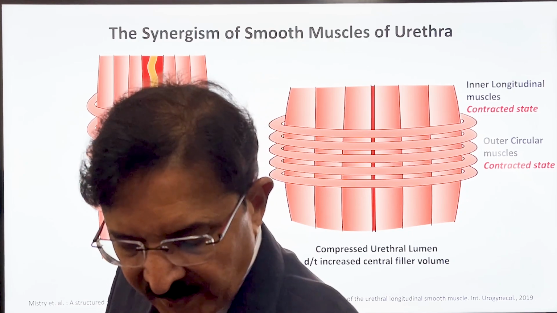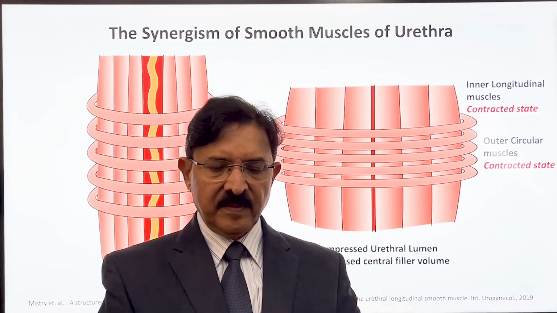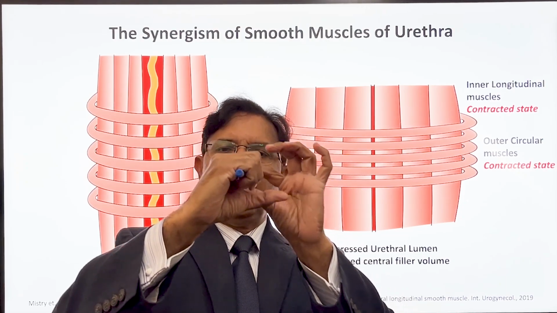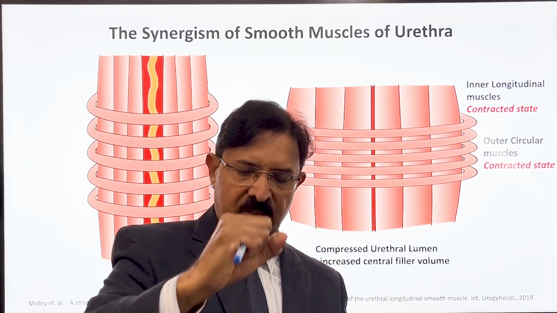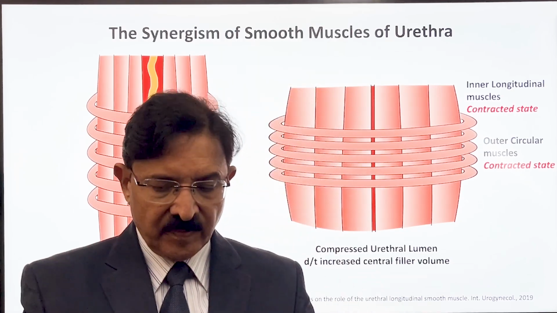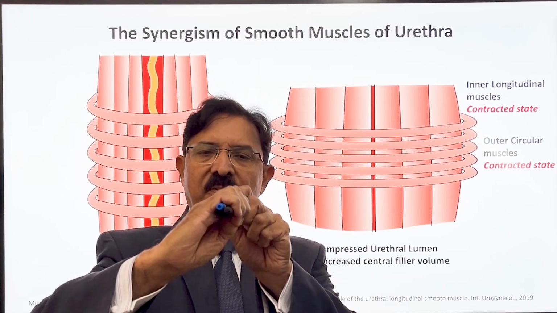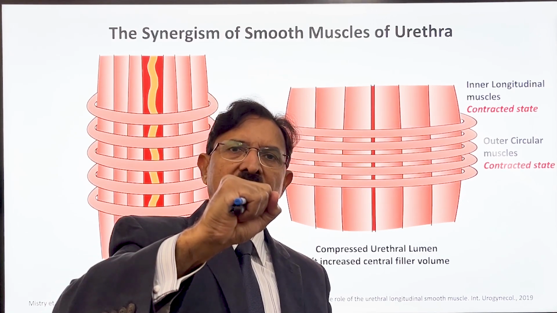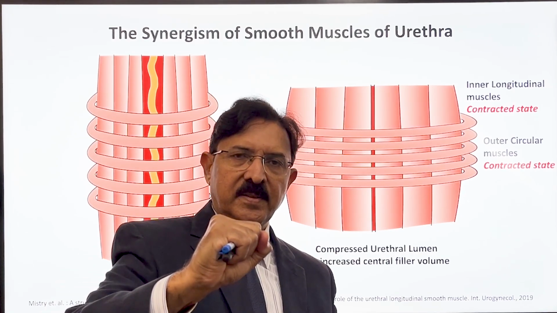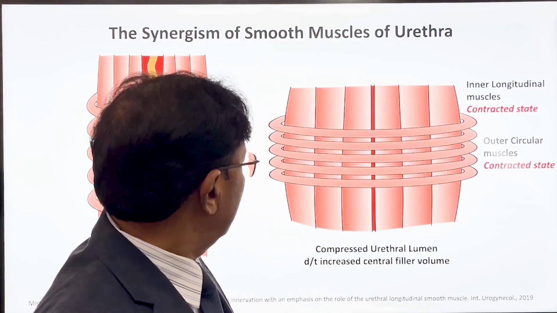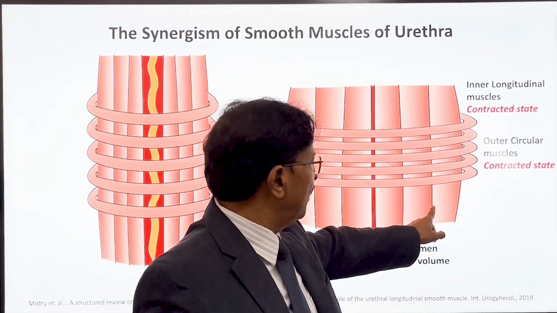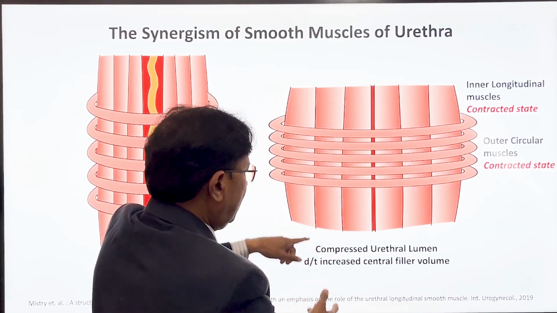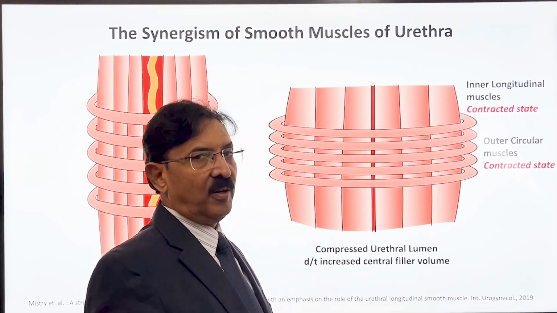And imagine if it has in the center one pencil as longitudinal muscle, constrict, it still requires a lot of pressure. But if it has lots of fibers in the center and then it constricts, it can occlude the lumen by a very small contraction pressure. So the inner longitudinal muscles, by contracting inwards, give you increased central filler volume.